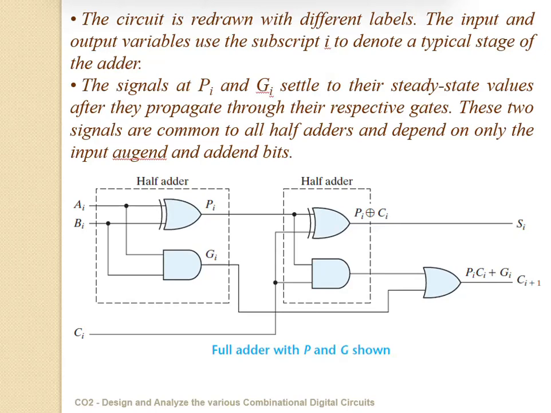So, getting into the carry lookahead generator, we need to understand the full adders with specific notations. The signals Pi and Gi settle to their steady values after they propagate through their respective gates. These two signals are common to all adders and depend only on the input augend and addend bits. Si is implemented using Pi XOR Ci, and Ci+1 is the next carry obtained by using Pi Ci plus Gi.